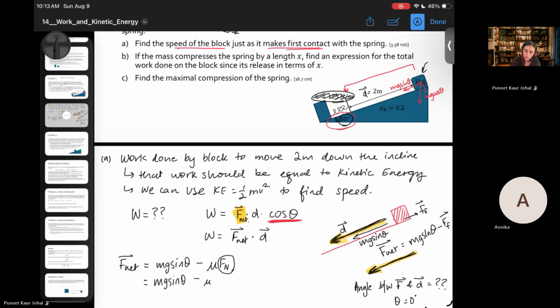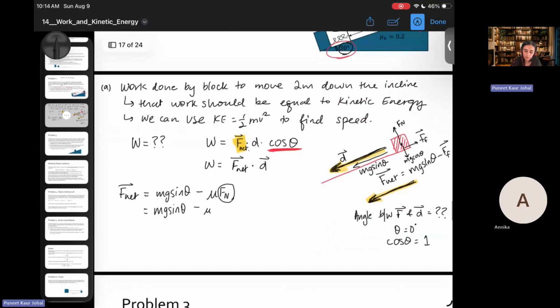If we draw a free body diagram here, this component is mg cos theta. This component is Fn. If we do the sum of forces in the y direction, the sum of forces in the y direction should be 0. So Fn comes out to be equal to mg cos theta. So this is going to be mg cos theta. Are we good? Okay, great.